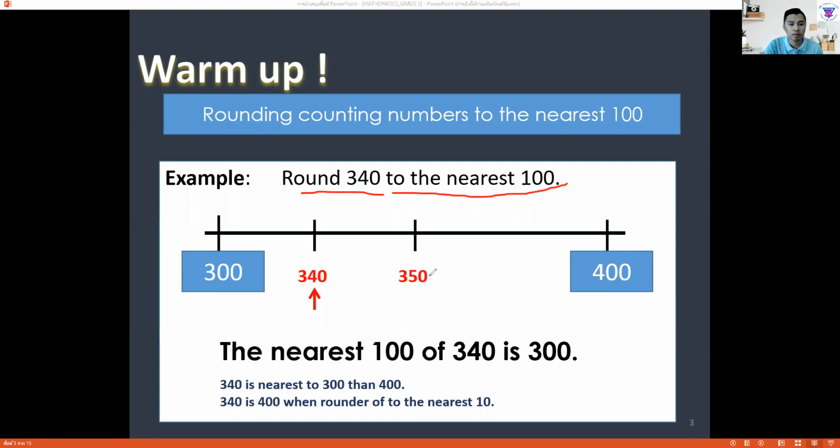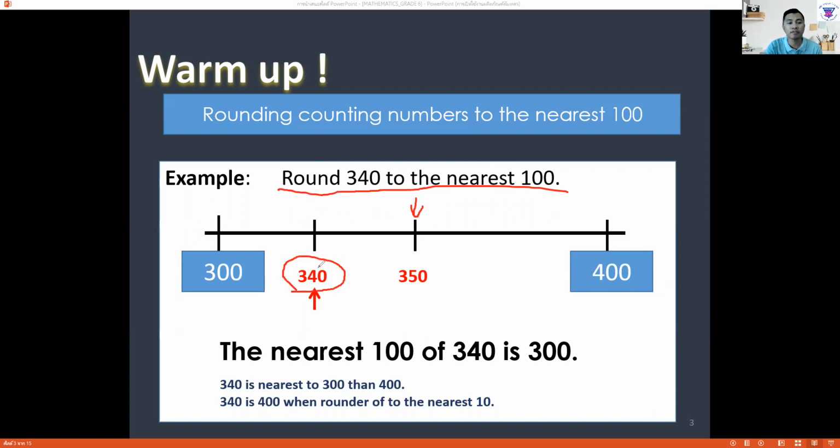Okay, so look, as you can see in the picture, we have 300 here and 400. What is the number in between 300 and 400? Okay, that is 350. That's in the middle of 300 and 400. But now let us answer this one. You have to round 340 to the nearest 100, nearest or closer to 100.